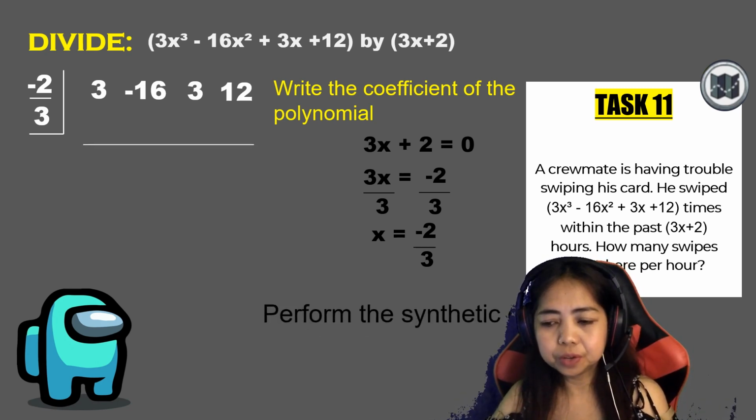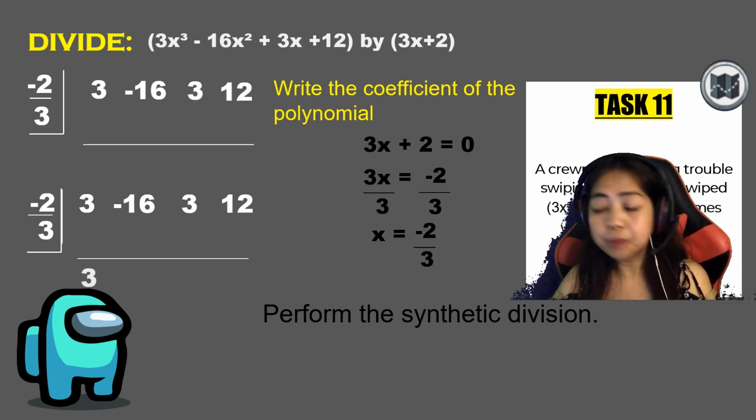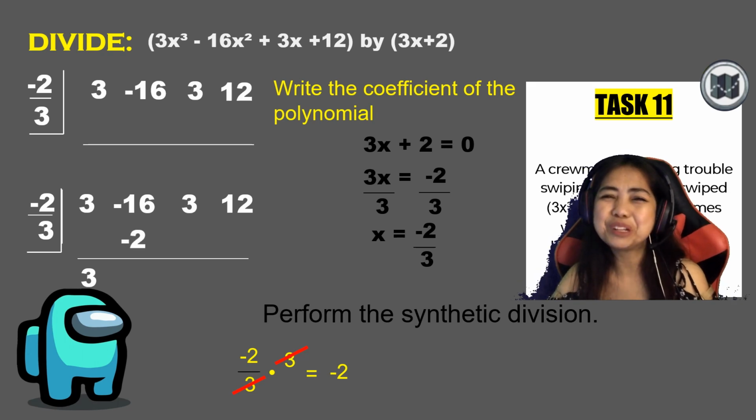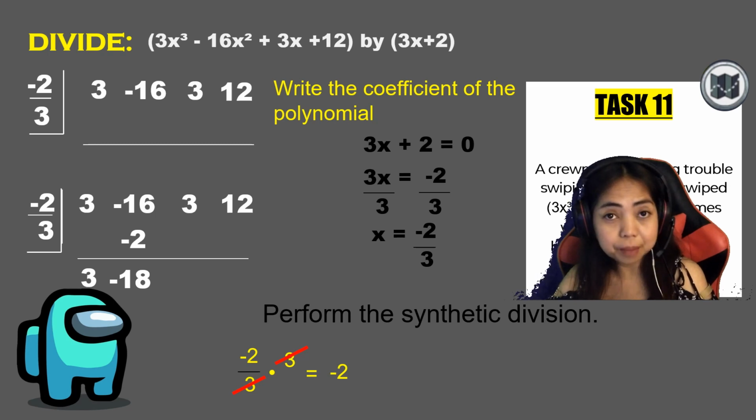Of course, we have to perform the synthetic division now. Ginaya ko lang ulit. So, bring down muna natin yung positive 3, diba? And then, we have to multiply negative 2/3 times 3. 3 over 1 yun, invisible 1. So, cancel na yung 3. Ang matitira na lang is negative 2. Madali lang pala. So, ilagay natin yung negative 2 sa ilalim ng negative 16. Since they have the same sign, i-add natin. The answer is negative 18. Same sign, add. Magkaibang sign, subtract.